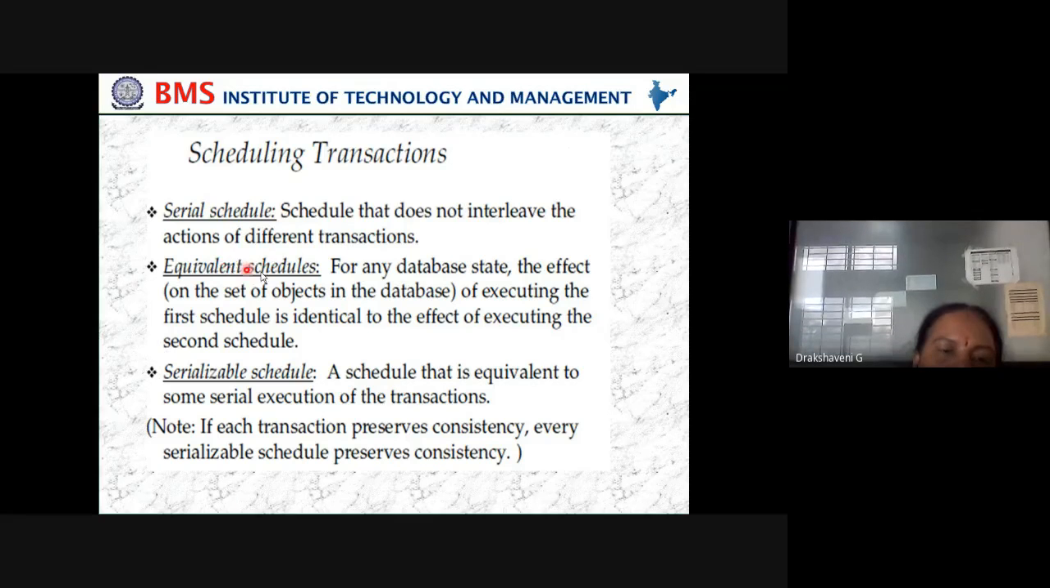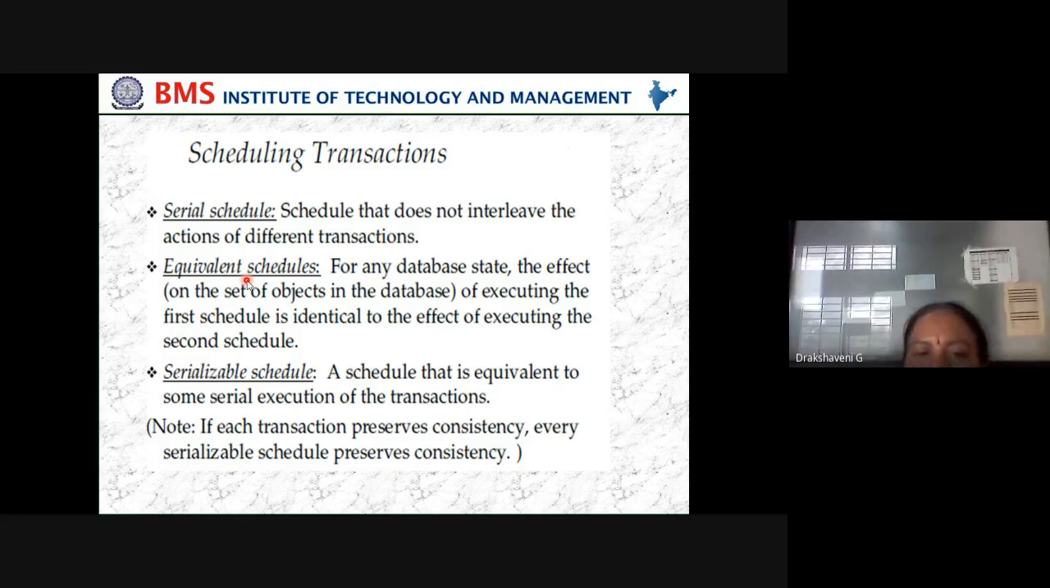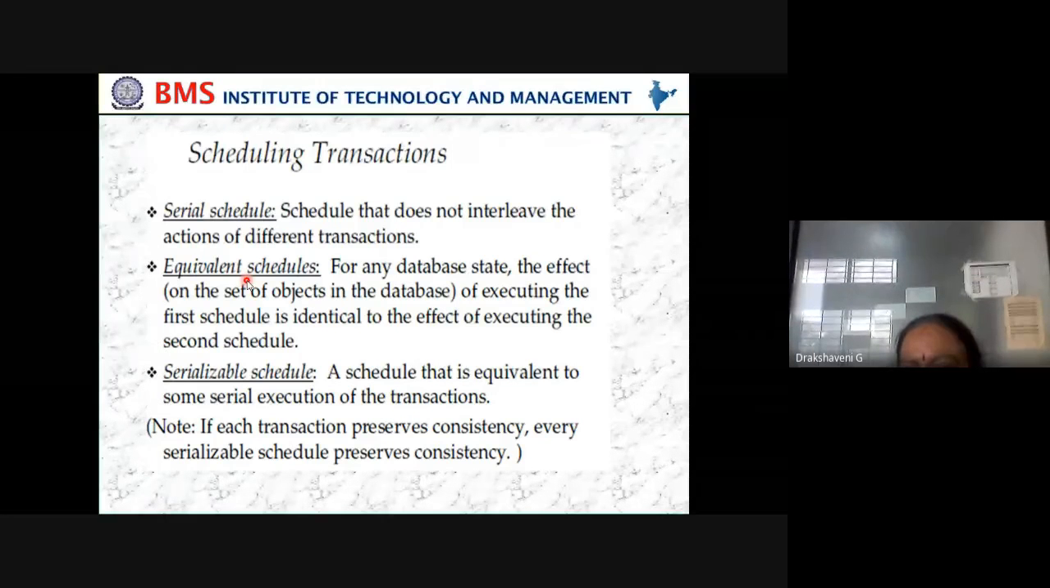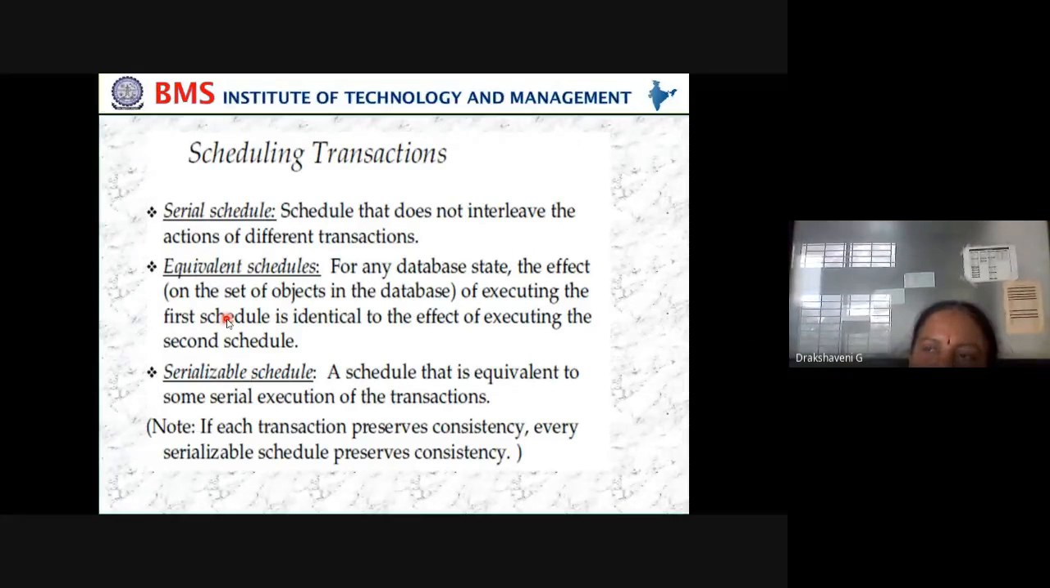Then what is an equivalent schedule? For any database state, if the execution of the first schedule is identical to the second, like an equal operator, then that is what is called equivalent scheduling. Then serializable scheduling is a schedule that is equivalent to some serial execution of the transactions.